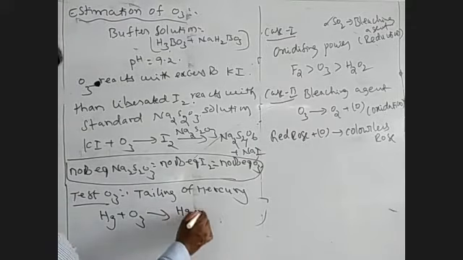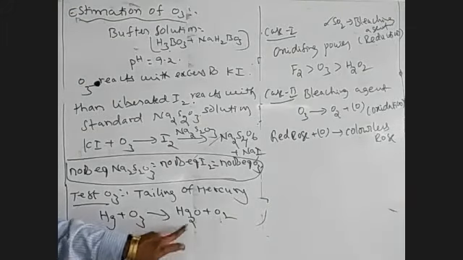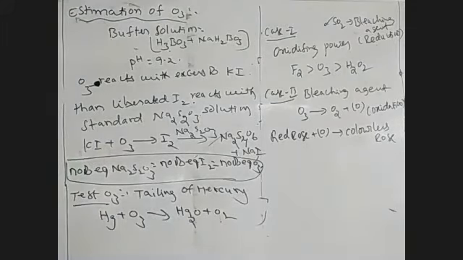Therefore, mercury oxide plus O2 is formed, and Hg does not stick to the walls of the container. After the passing of O3, mercury oxide is formed and it sticks to the walls of the container. In this case, the Hg oxidation state is 0, and in Hg2O the oxidation state of mercury is taken as +1.